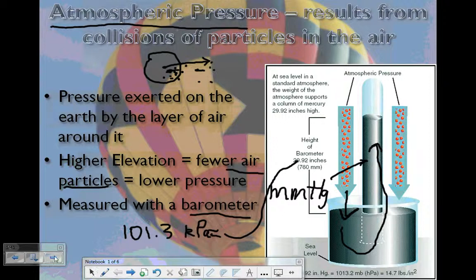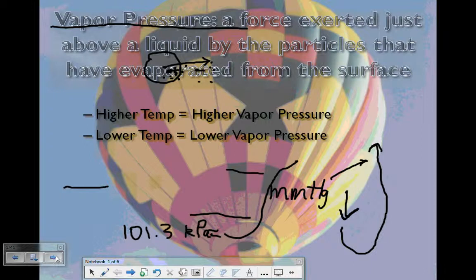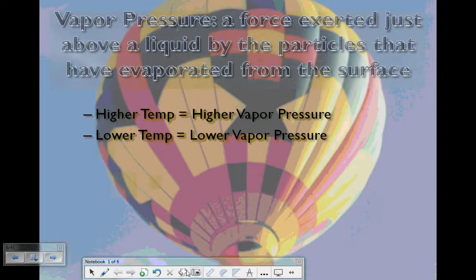So a barometer is a handy device to measure air pressure just by letting air do what it does, collide with other particles. In fact, air is colliding with you, too, at a rate of about 1 billion times a second. It's a good thing air doesn't have much mass, or that might not feel very good. So what do we mean by vapor pressure then? How is that related to atmospheric pressure?